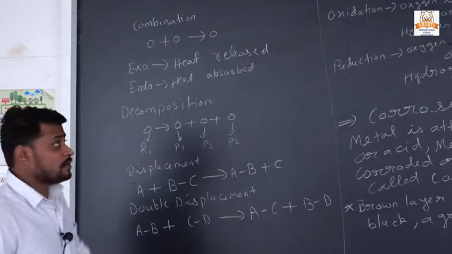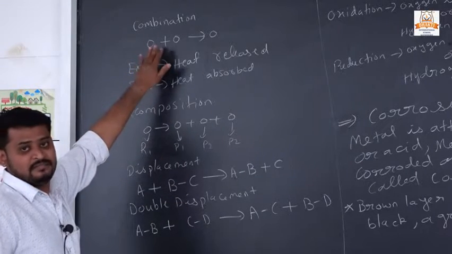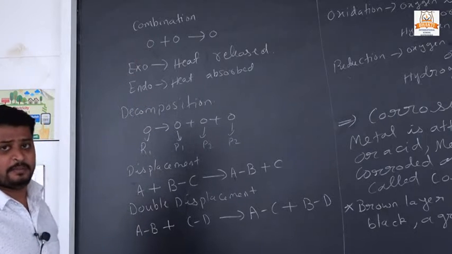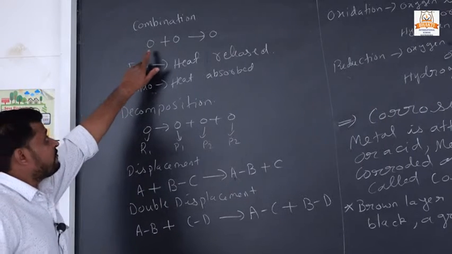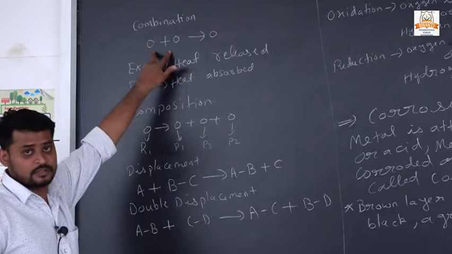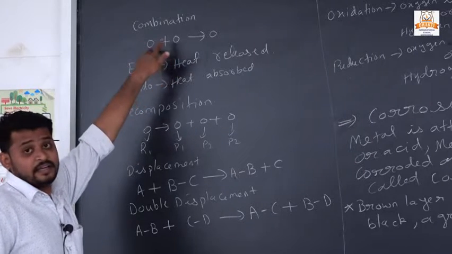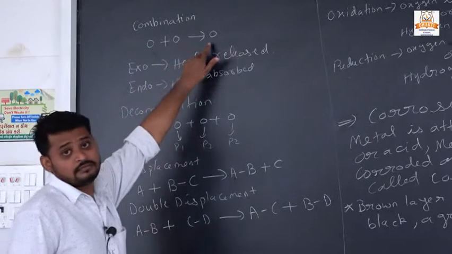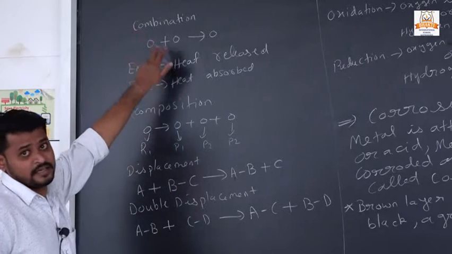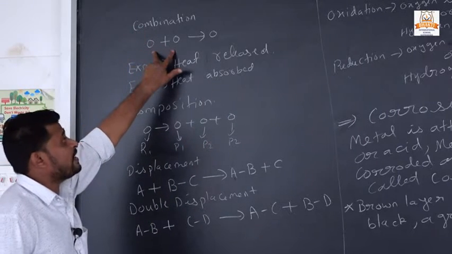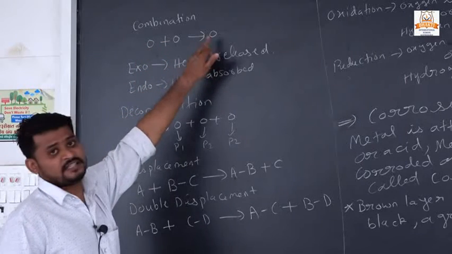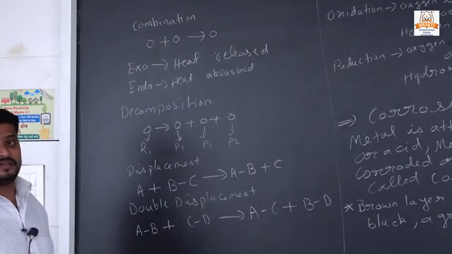Combination reaction. Here the symbol is not O for oxygen; it is a symbol we take to represent an element. If two elements or substances react and give us one new substance, that is called a combination reaction. These two elements or substances join and give us a new substance, which is called a combination reaction.